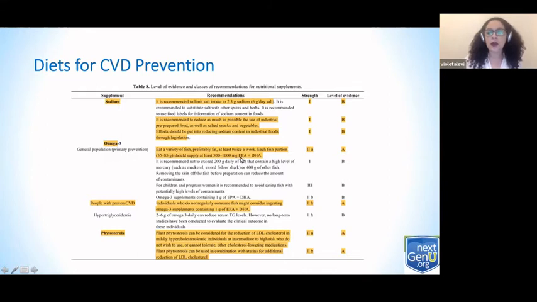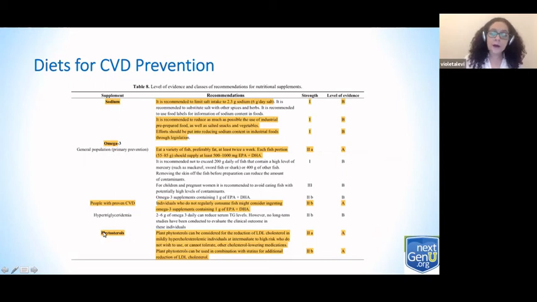EPA is eicosapentaenoic acid and DHA is docosahexaenoic acid, which are very important essential fatty acids. For people that have proven cardiovascular disease, this is a second B strength of evidence, but with a very good quality of evidence. They said that individuals who do not regularly consume fish may consider ingesting omega-3 supplements. We already mentioned this, and it is important in order to prevent cardiovascular disease.